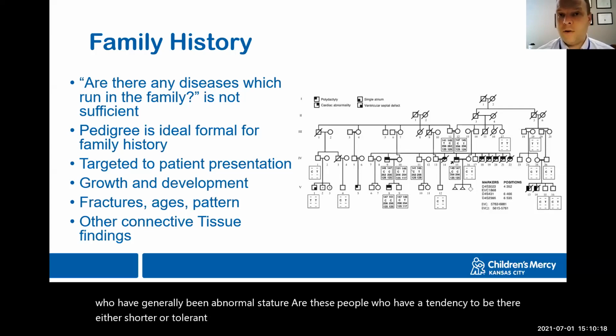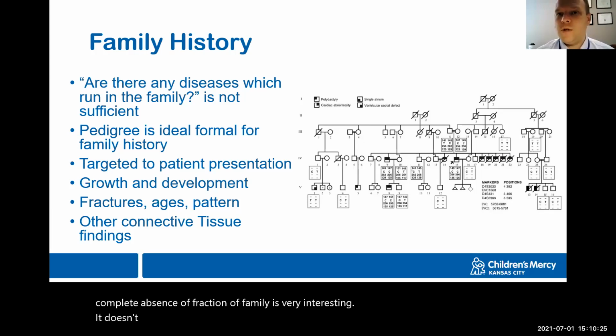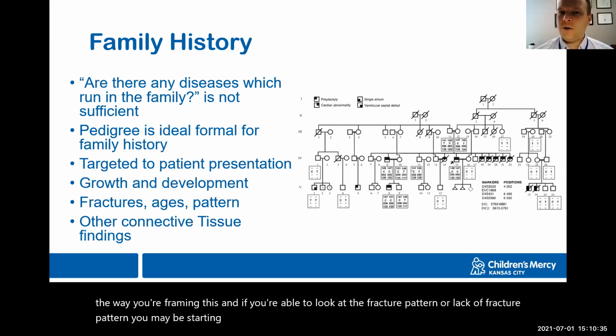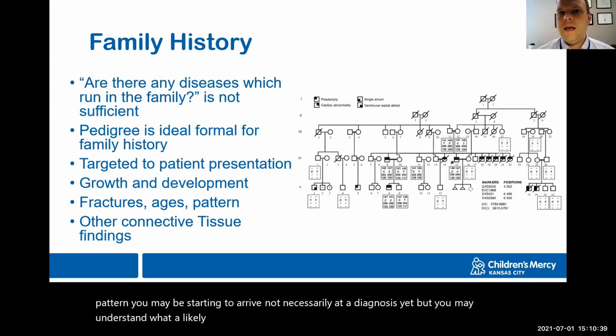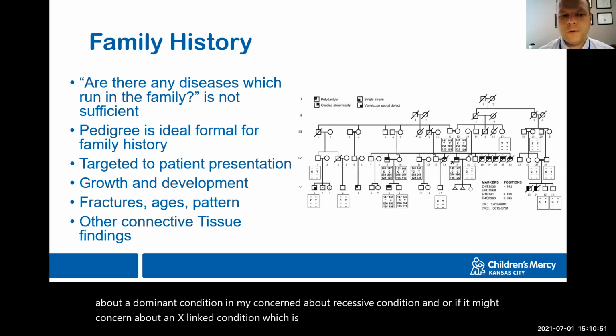What is the fracture pattern in their family? A complete absence of fracture in a family is very interesting. It doesn't necessarily remove the possibility for genetic contribution, but it definitely changes the way you're framing this. And if you're able to look at that fracture pattern or lack of fracture pattern, you may be starting to arrive not necessarily at a diagnosis yet, but you may understand what a likely inheritance pattern is. At the very least, to say, am I concerned about a dominant condition? Am I concerned about a recessive condition? And am I concerned about an X-linked condition, which is not super common, but we can certainly see.